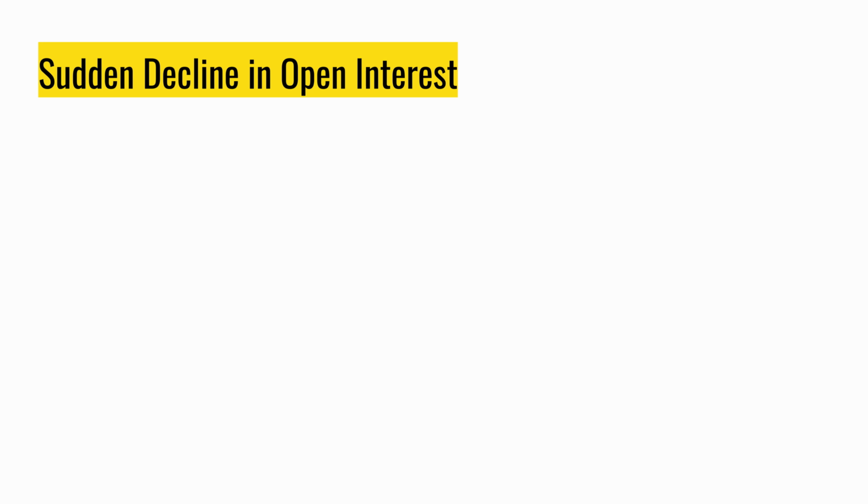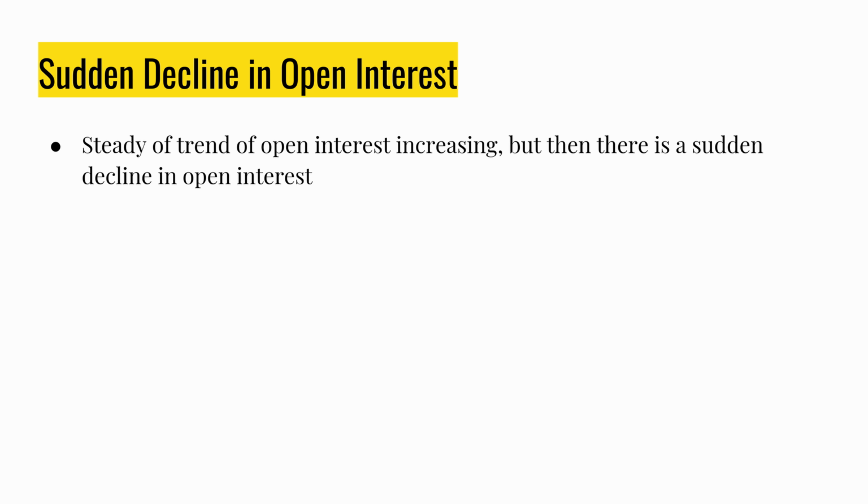Moving on from those 4 basic scenarios, let's talk about more complex scenarios. So what happens when there is a sudden decline in open interest after open interest has been steadily increasing? This usually means that there's a reversal coming, as there's not enough open interest to continue the trend.